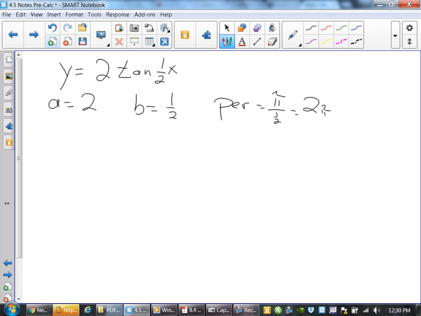Anyway, so we figure out what our period is going to be. We know that it's a non-shifted tangent graph, so we just know it's going to go through the origin. The period is 2 pi over b, or pi over b for tangent. That's where we're getting pi divided by a half, which gives 2 pi. And then we'll cut it in half to split up the asymptotes.